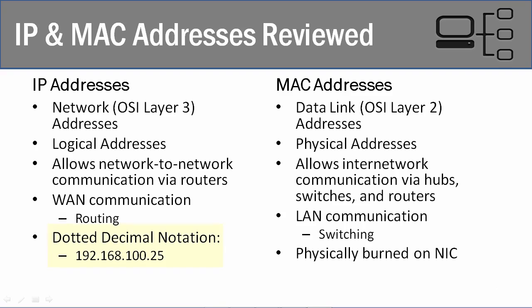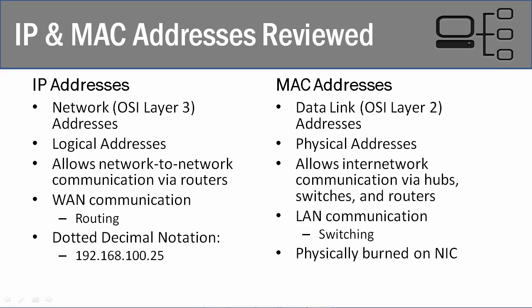Remember, this is that dotted decimal format that we see, the 192.168.100.25, and this is the logical address that's assigned to our system by the network. Now on the flip side, the MAC address, that's the physical address that's burnt into the network interface card and we can't change it. Now, they operate on different OSI layers, so our IP addresses operate on OSI layer 3, which is our network layer, because they deal with networking addressing.